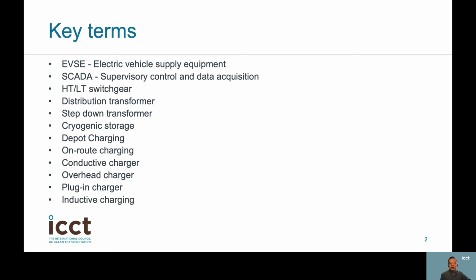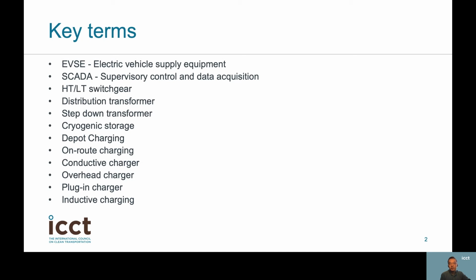Supervisory Control and Data Acquisition (SCADA) is an industrial term that describes a control system architecture comprising computers, networked data communications, and graphic user interfaces for high-level process supervisory management.